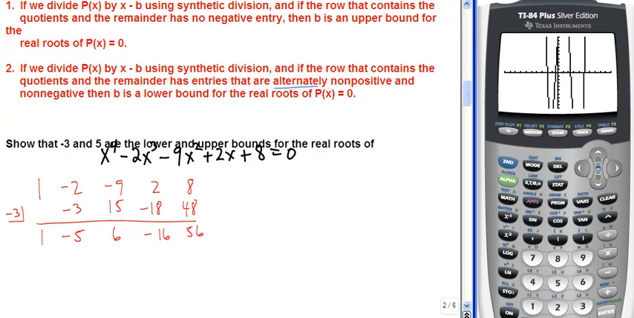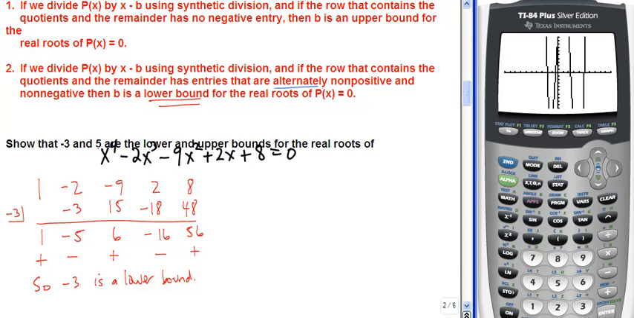So notice the signs on this. It's plus, then minus, then plus, then minus, then plus. That's what I mean by it has to alternate between non-positive and non-negative in this quotient row. So if it does that, then that means the number in this little box, this b right here, is a lower bound. So -3 is a lower bound. And I'll explain more about what that means in just a moment.